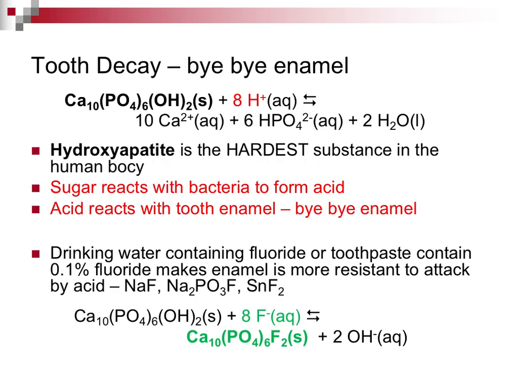So what's the real chemistry? Well, hydroxyapatite, that is the hardest substance in the human body. Sugar will react with bacteria in the mouth and it will form acid. Acid reacts with the tooth enamel, and I hate to say bye-bye enamel, but that is where it goes. So if you drink water that contains fluoride or have a toothpaste with 0.1% fluoride, there is a chemical reaction that occurs that makes the enamel more resistant to attack by acid.